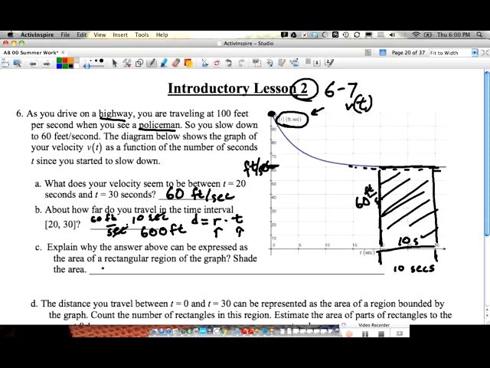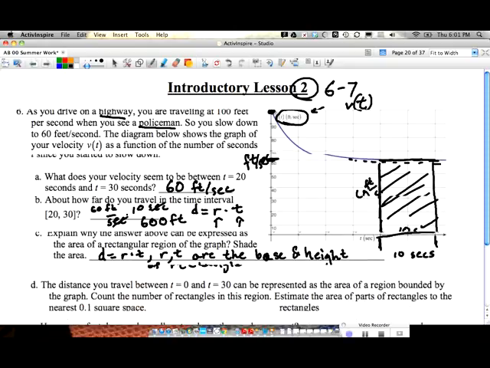So why does it work that way? Because D equals RT, and R and T are the sides, the dimensions, I guess, the base and height of the rectangle. There we go.